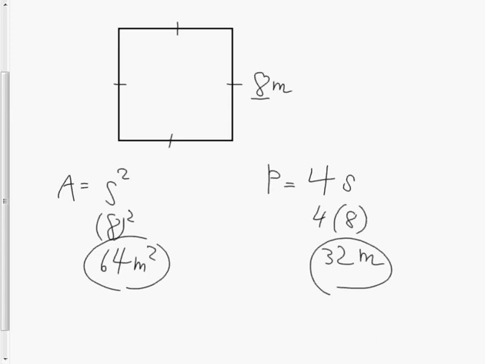Because when we're talking about perimeter, we're talking about the distance around the outside of something. So if I traveled the perimeter of that square, I would have traveled 32 meters. Okay? And the area of the square is 64 square meters.